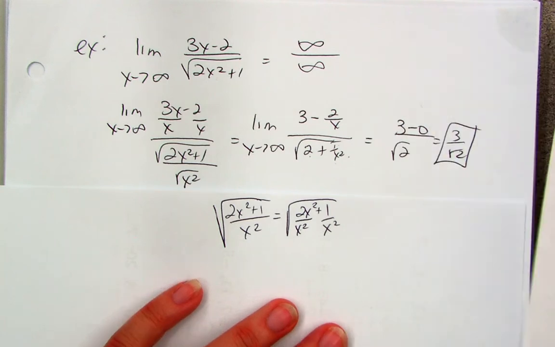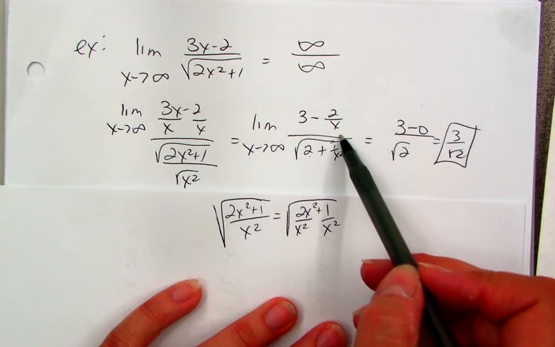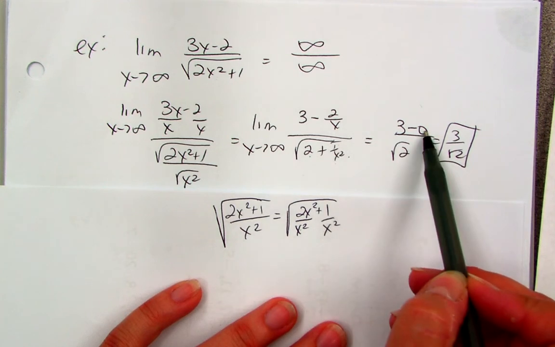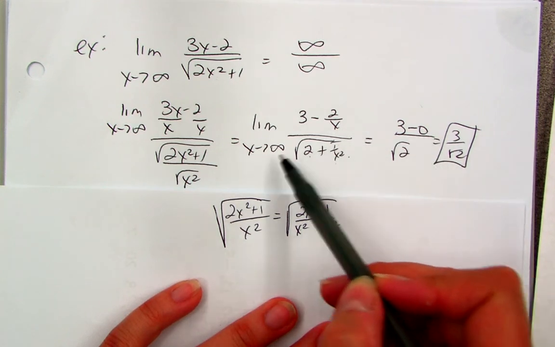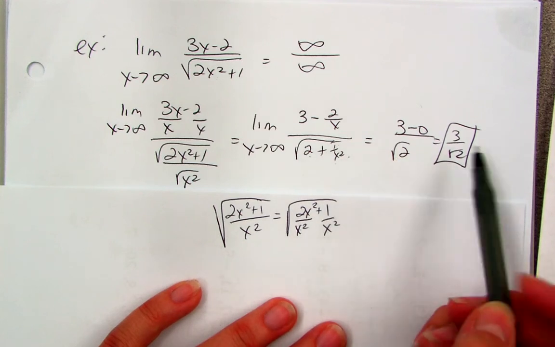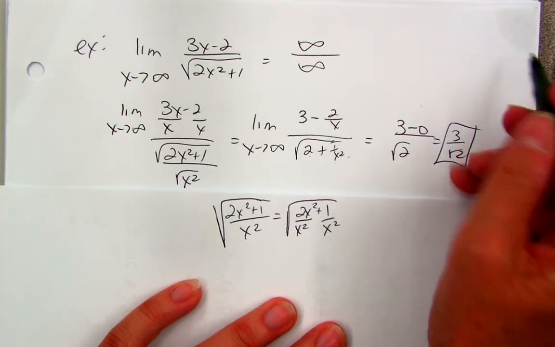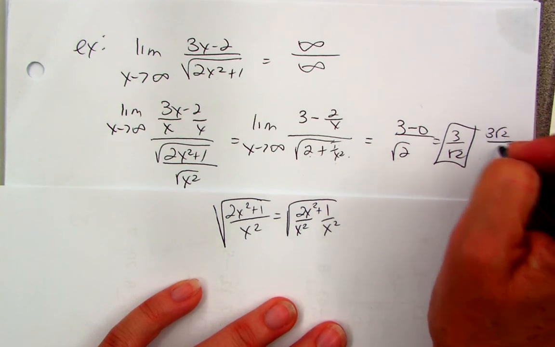Now let's go ahead and take that limit. 3 minus 2 over infinity. 2 over infinity is 0. 2 plus, put in infinity, 1 over infinity is 0, so it's really just the square root of 2. And yes, I could continue and rationalize the denominator, and then I would get 3 square root of 2 over 2.